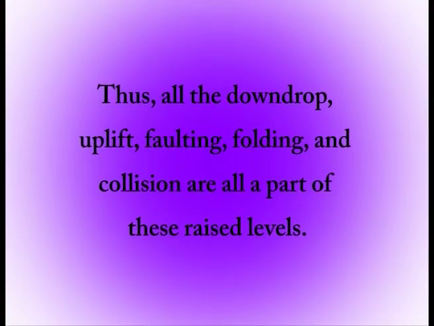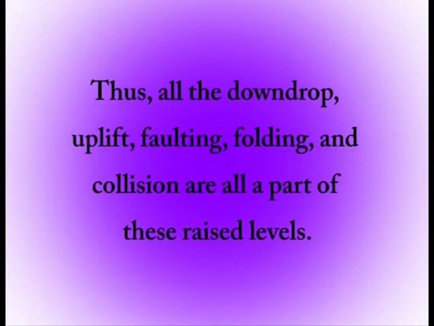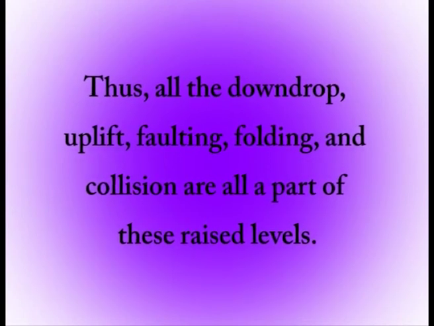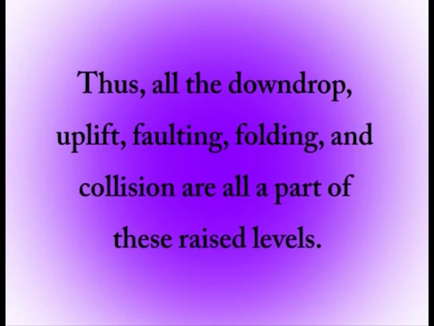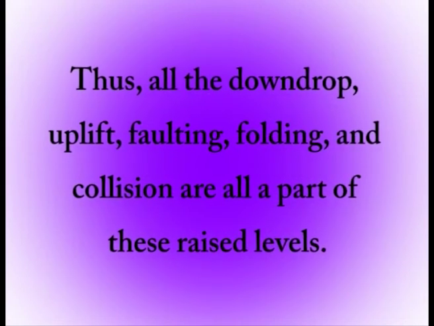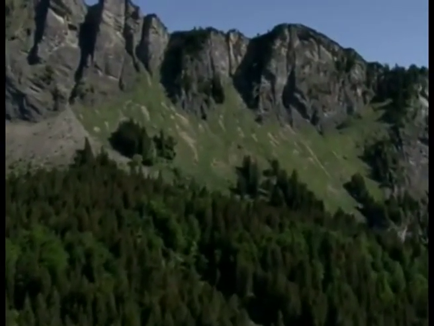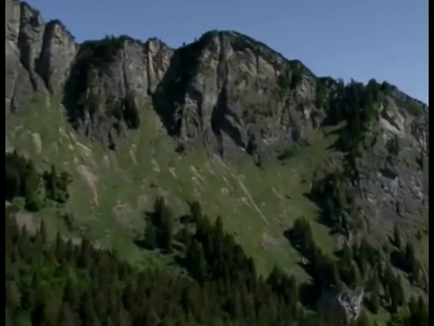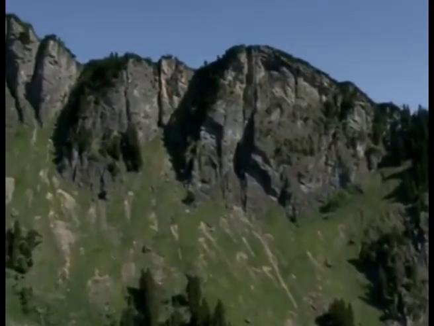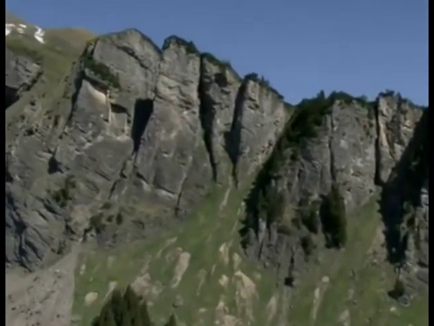When plates slide along each other, they are exposed to a lot of forces of the tectonic kind, and this raises some blocks of the rocks relative to one another. Thus, all the downdrop, uplift, faulting, folding, and collision are all a part of these raised levels. The processes always are found to overlap each other. So any single mountain is always the effect of many kinds of orogenesis and the uplift periods.